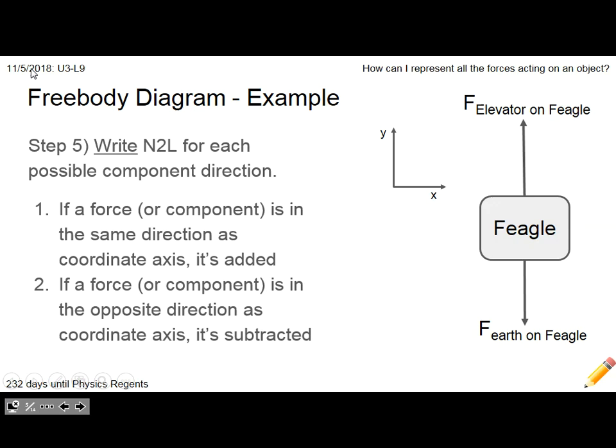So before we move on to writing that out, make a prediction. Do you think we will be adding or subtracting the force of the elevator on Fiegel? And do you think we will add or subtract the force of the earth on Fiegel? So just write down your prediction in your notes.